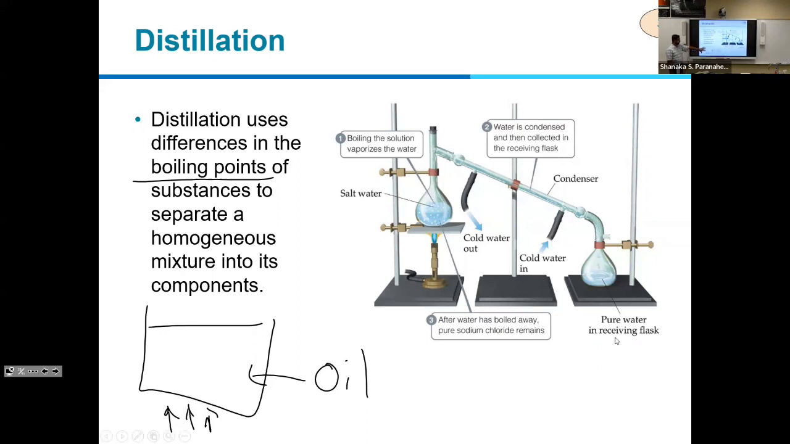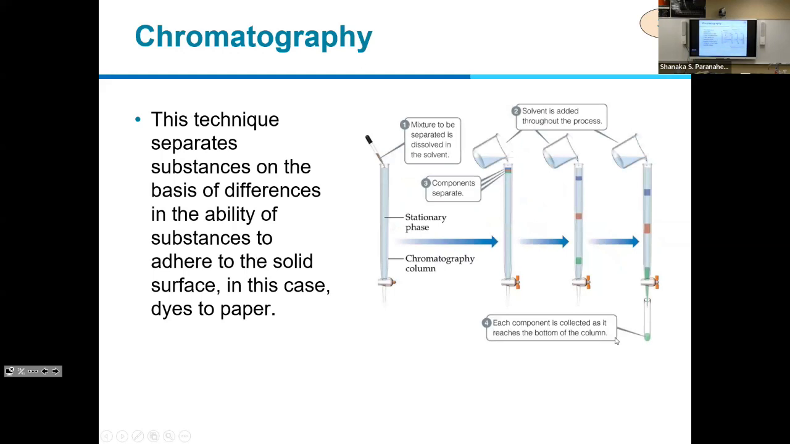Because when it comes to different substances, the boiling point is going to be different. Sometimes there are some compounds which have the same boiling point, but most of the time it's going to be different. So the third technique is called chromatography. We don't have any lab for distillation and chromatography, but those are nice experiments. I just want to show you how we are going to separate chemicals based on this.